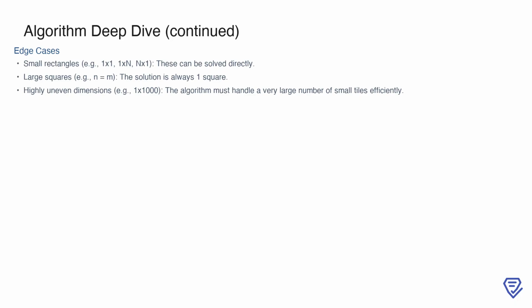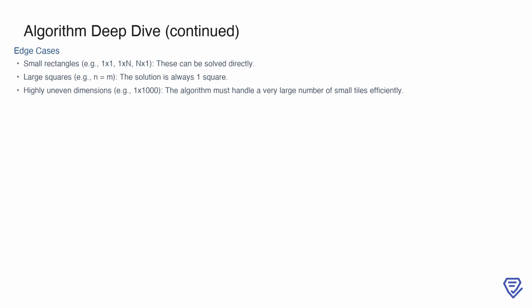For large squares where n equals m, the solution is always a single square, making these cases trivial. However, highly uneven dimensions, such as 1 by 1000, introduce a unique challenge. These scenarios require the algorithm to efficiently handle a large number of smaller tiles, emphasizing the importance of pruning and memoization to keep the computation feasible.